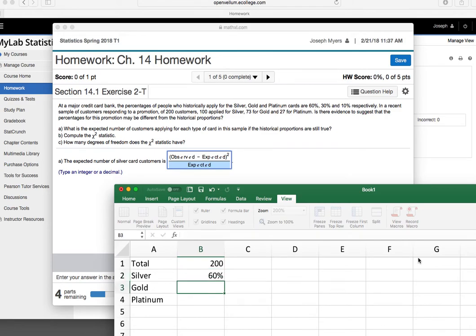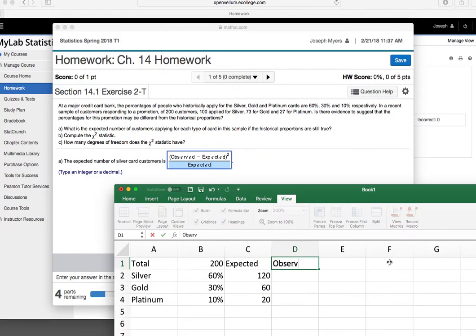60% are supposed to be silver. Gold, 30% are supposed to be gold, and 10% are supposed to be platinum. So that's what's supposed to happen. So what do you expect? Well, you expect that 60% of 200, which would be 0.6 times 200, that would be 120 silver customers, right? And you'd expect that 30% of 200 would be 60 gold customers, and 10% of 200 would be 20 platinum customers. Do you see that?